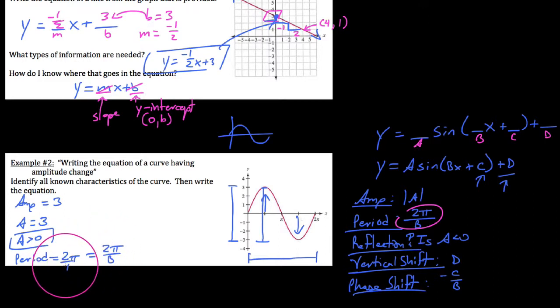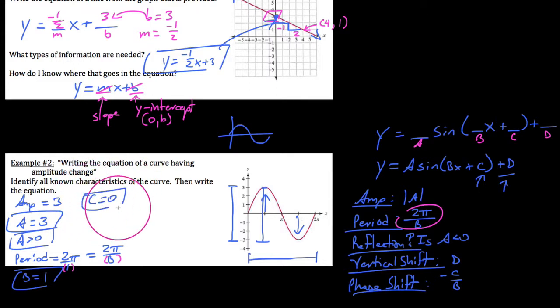Now, I want you to notice this. If I put this over 1, then b and 1 are clearly the same thing. But I'm going to write this down also. I'm going to say then b equals 1. So far, we've got a equals 3, b equals 1. In terms of finding c, was this shifted left or right at all? No. So we'd say no horizontal translation. Then we get 0 for our horizontal shift. So it didn't shift up or down at all. So we say our d value is 0.